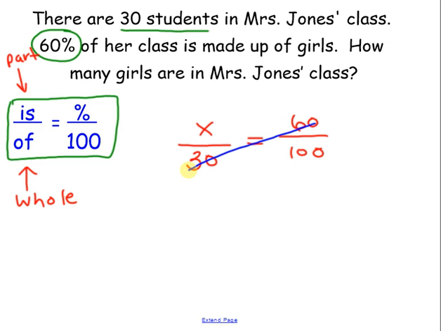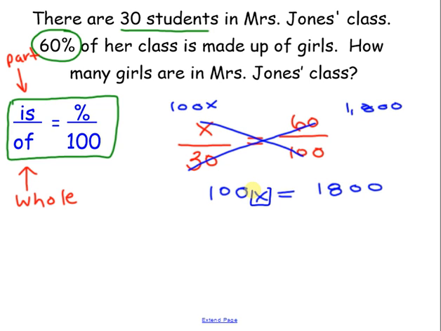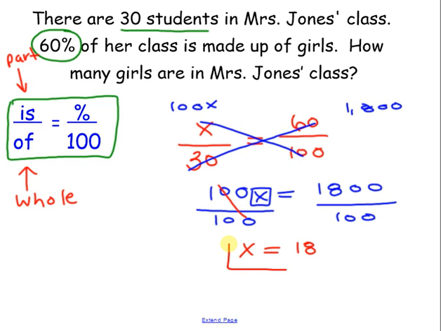Let's go ahead and cross multiply. So 30 times 60 is going to give us 1,800. 100 times x is going to give us 100x. Let's set them equal to each other. All right, we're going to box our variable, divide by the coefficient that's attached to it, which is 100. The 100s cancel. You're left with x equals, and your answer should be 18. That means that there are 18 girls out of 30 in Miss Jones's class.